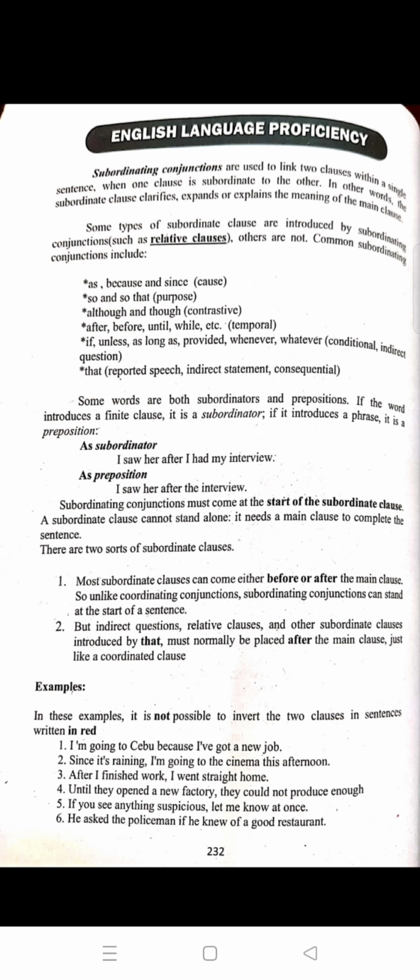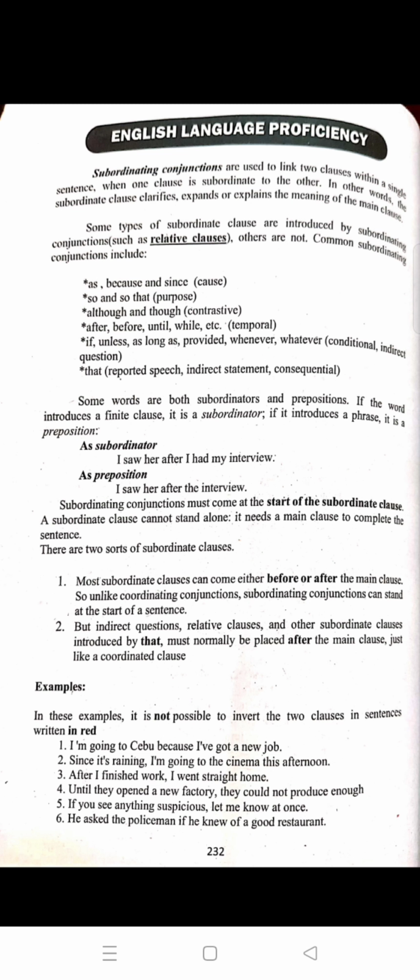They are used as subordinators and as prepositions. I saw her after I had my interview. As a preposition: I saw her after the interview. So the word after could act as a subordinator and at the same time as a preposition. There are 2 sorts of subordinate clauses. Most subordinate clauses can come either before or after the main clause, but direct questions, relative clauses, and other subordinate clauses introduced by that must normally be placed after the main clause, just like a coordinated clause.